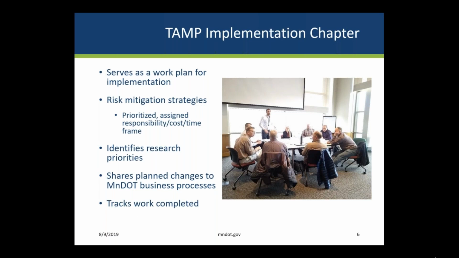So this also serves as more of an accountability piece as well. It tracks work that has been completed to implement the TAMP. So we also included that in our consistency determination. An example is our pilot TAMP recommended new assets to be included in our asset management system. So this was executed and reported in this chapter as sort of a celebration of progress. Now I'm going to hand the reins over to Dave.